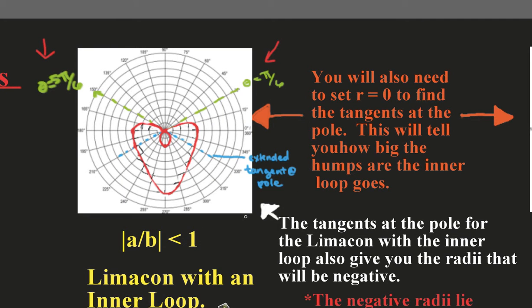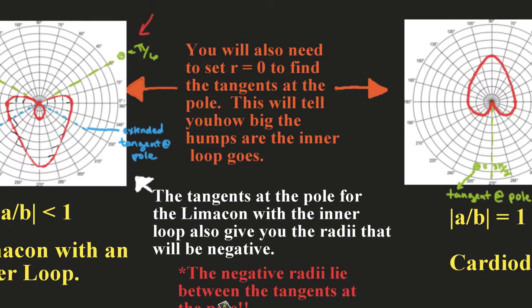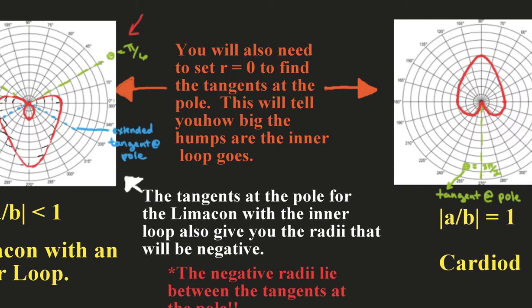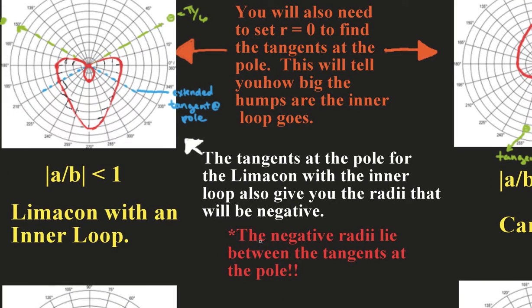So you will need to set r equal to 0 and do that table anytime a over b is less than 1, or if a over b equals 1, you'll also need to do the same thing. If it equals 1, it's this cardioid shape. You'll still have a tangent at the pole, and it'll still dictate how wide your humps are. Just no inner loop to deal with here. All right. One quick thing I forgot to note, right here, the negative radii lie between the tangents at the pole for the one with the inner loop. Okay. Again, no inner loop here.